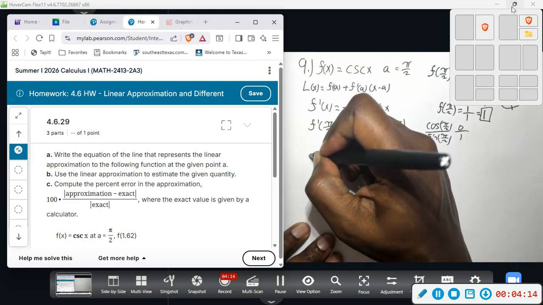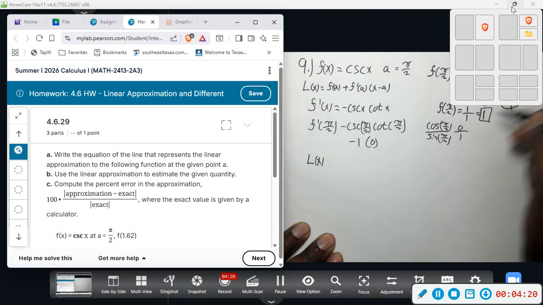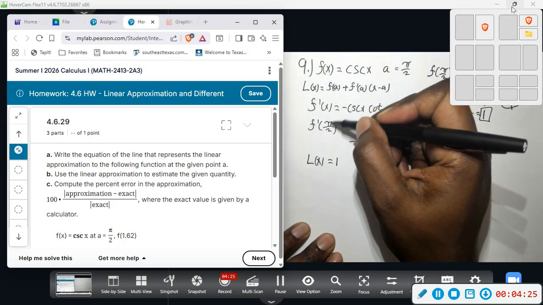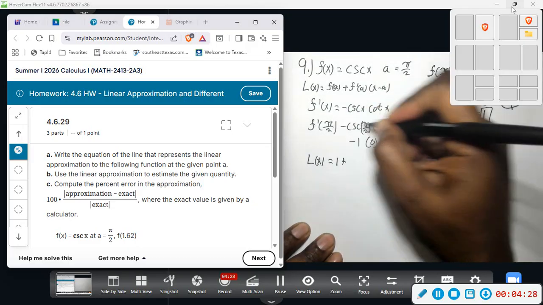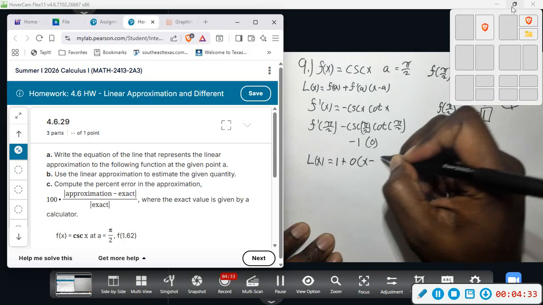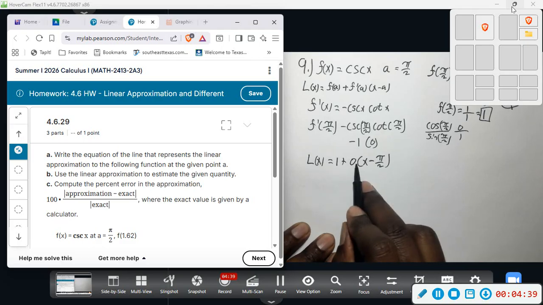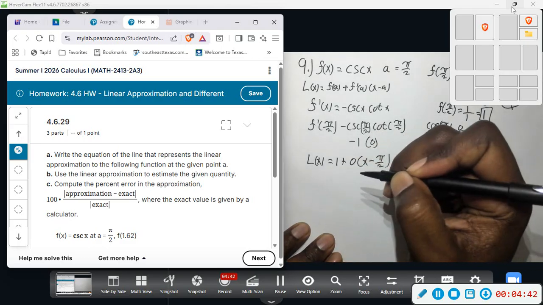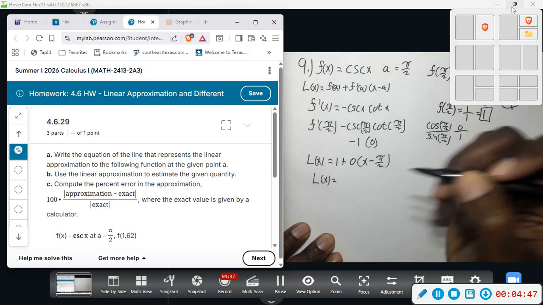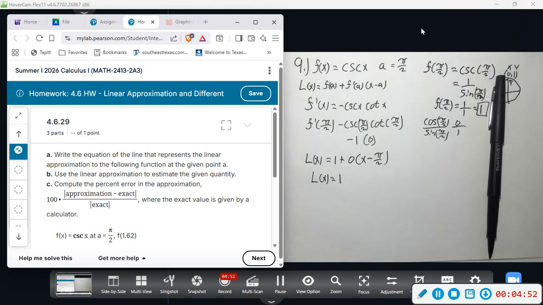So when I do my linear approximation now and plug everything in, f of a, which is f of pi over 2, is just 1. My f prime of a, which is f prime of pi over 2, ended up being negative 1 times 0, which just gives me 0, times x minus pi over 2. Now 0 times, it doesn't matter what this is, it's going to be 0. So we just end up with 1. Linear approximation is 1 at that point. Sorry, I didn't realize that was up there in the way.